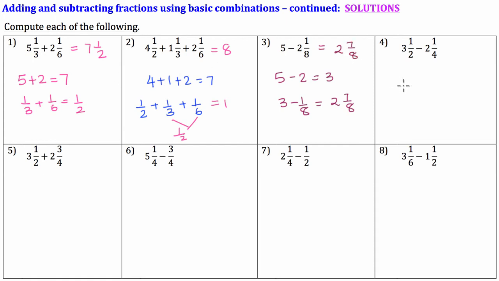Next is 3 and a half minus 2 and 1/4. Let's do the same thing. We'll start with 3 and a half and take away the whole, which is 2. So we are left with 1 and a half. Now from 1 and a half, if we take away 1/4, we'll be left with 1 and 1/4.